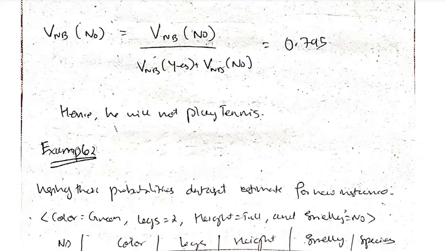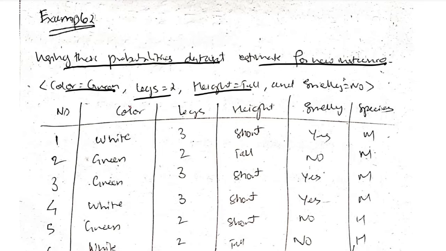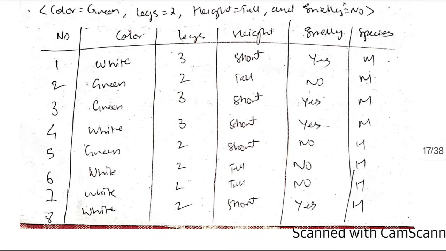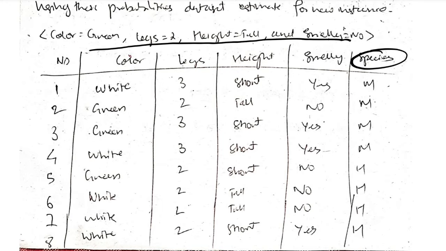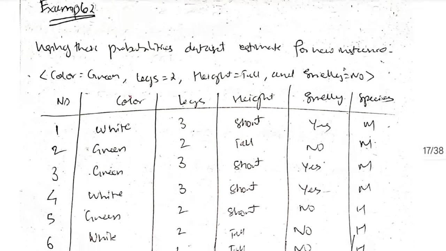The data set. Okay. We'll be considering few more examples so to make you more crystal clear in the things. The next question is, using this probabilities data set, estimate for new instance: color is equal to green, legs is equal to 2, height is equal to tall, and smelly is equal to no. This is the data set given to us. How many rows are there? 8. What is the output? Output is species. What you will not find here, that is your output. Here can you find species given? No. The last column will always be the output.